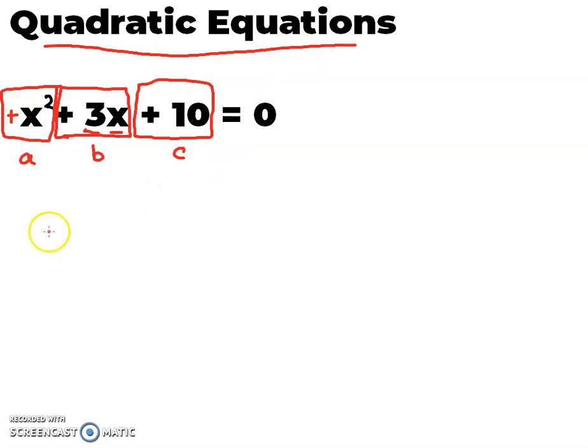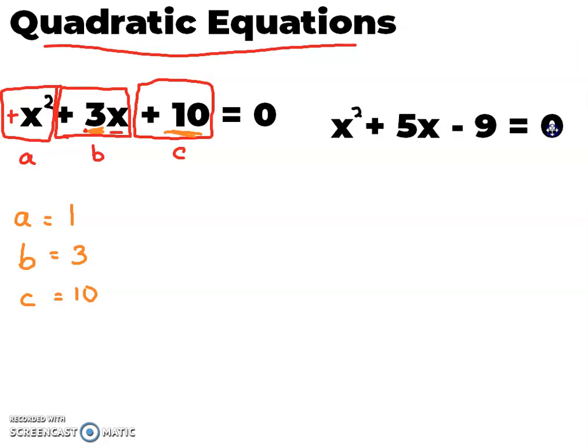So what I like to do is play safe. I like to list down everything. So A is equal to, there's an invisible 1 here, so 1. B is just look at the number, 3. C is just positive 10. Okay, simple enough.